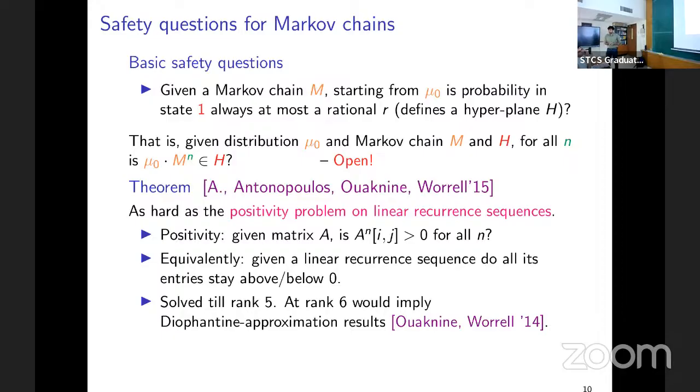And sorry, at rank 6 would imply, meaning if you can show it's decidable, it would give us some number theoretical results, which are not decision problems, they are approximation problems. Can you approximate a transcendental number by a rational number up to some precision, and so on. So these sound like non-algorithmic problems. So you're saying somehow an algorithmic resolution would yield what sounds like a non-algorithmic result? Correct. That's exactly the point.